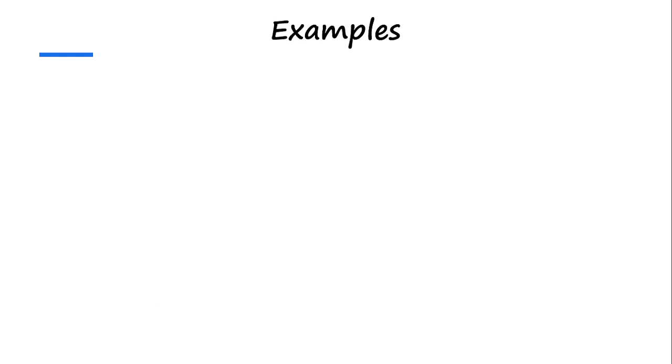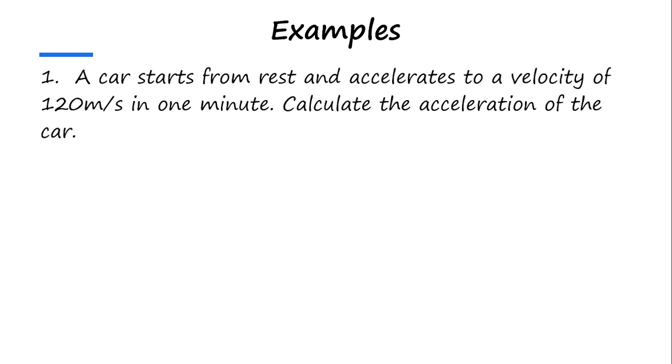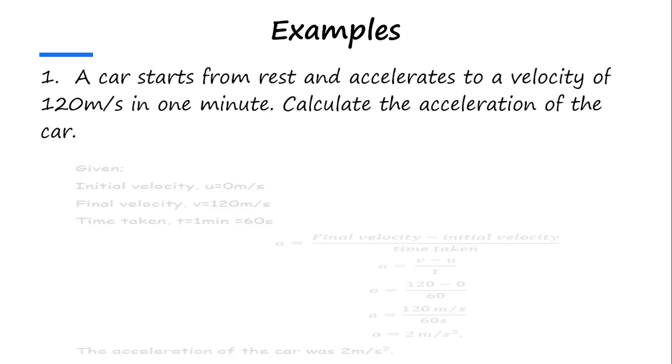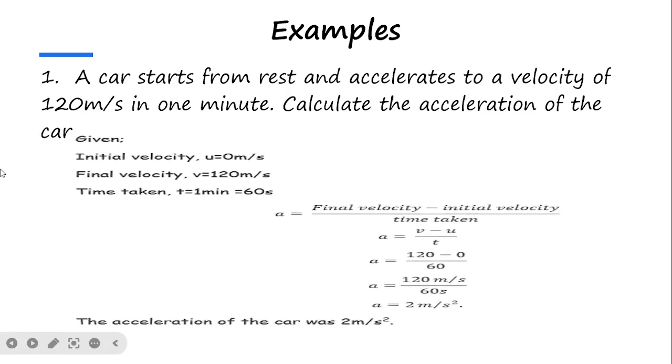See the below examples. A car starts from rest and accelerates to a velocity of 120 meter per second in 1 minute. Calculate the acceleration of the car. Given, we know that the initial velocity is 0 meter per second, the final velocity is 120 meter per second, and the time taken is 1 minute, that is equal to 60 seconds. So final velocity minus initial velocity over time taken: 120 minus 0 over 60. So you divide, you get 2 meter per second square. So the acceleration of the car was 2 meter per second square.